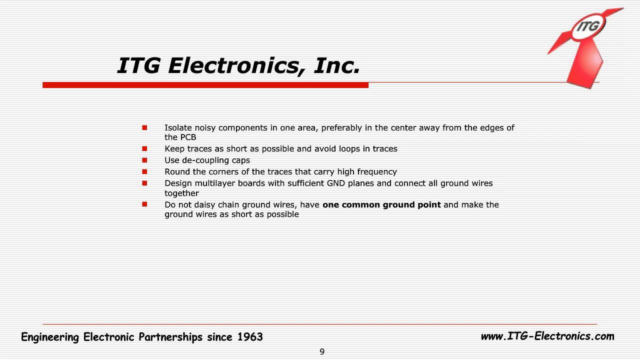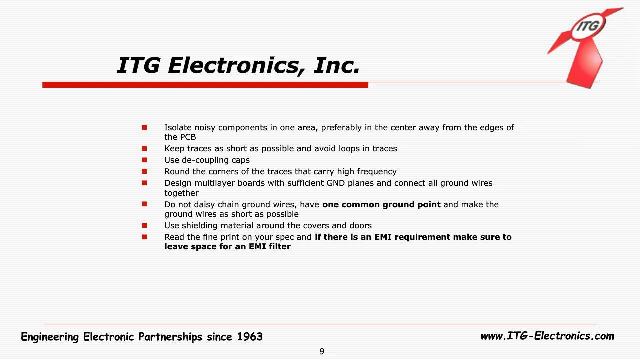One thing that we normally tell our customers is do not daisy chain ground wires. Have one common point and make the ground wires as short as possible, because at high frequencies ground wires become inductors and generate dips and valleys. Use shielded material around the cover and doors. Read the fine print on your spec, and if there's an EMI requirement, make sure you leave space for an EMI filter. You might ask how much space we should allocate. I normally say as much as possible, because it all depends on the current rating of the filter, the voltage rating of the filter, and also the noise generated by the equipment.